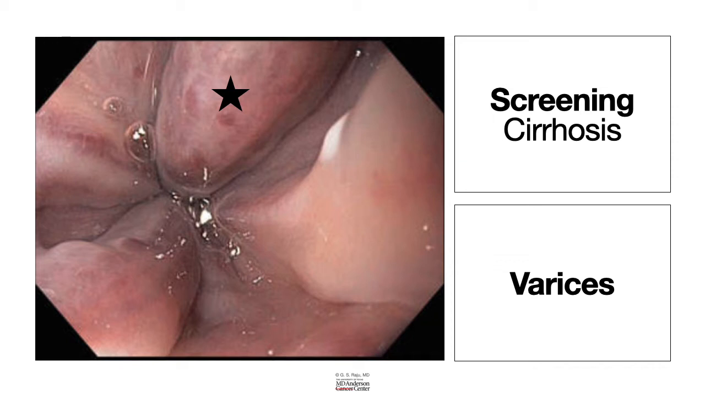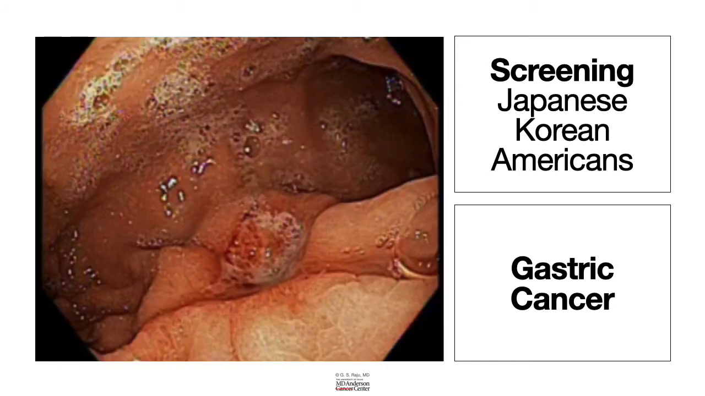So in addition to screening for Barrett's and screening for varices, EGD is also used to screen for gastric cancer in Japanese and Korean Americans. And in this group, you do an EGD to screen for gastric cancer, and when you perform endoscopy, once you enter the stomach, you may see either precancerous changes or in some even an obvious cancer, as shown here by the star. You don't want to find cancer at this stage.